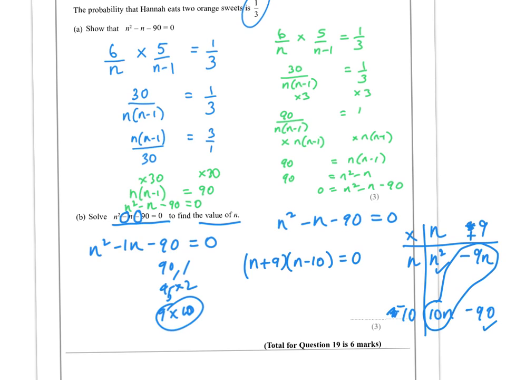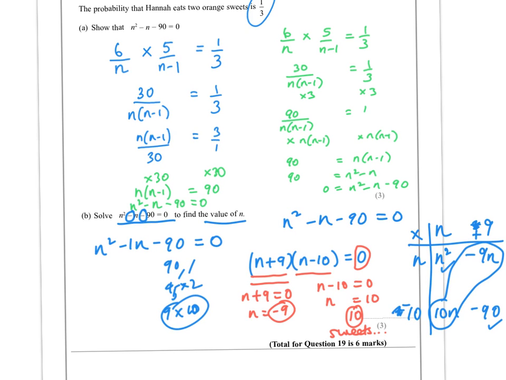put them equal to 0, and it means that this bracket here times this bracket here is 0, which means that this bracket could be 0. Well, that's not going to be what we want because that would give n is negative 9, and that's not going to be negative 9 sweets in the bag. But this one will be just right, and we add 10 to both sides and we get 10. So I would say the answer is 10 sweets. So it doesn't seem too bad a question really.